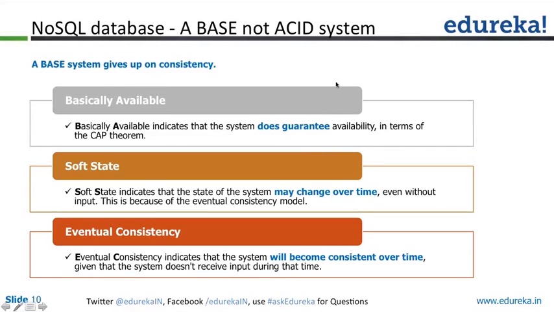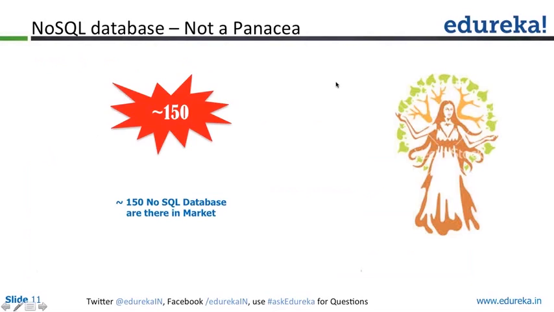So if you look at a general thing, I'm sure people would be familiar with what we see here. Panacea is basically a Greek goddess, sort of has a solution for everything. NoSQL systems are absolutely not a panacea, so they don't have a solution for everything.